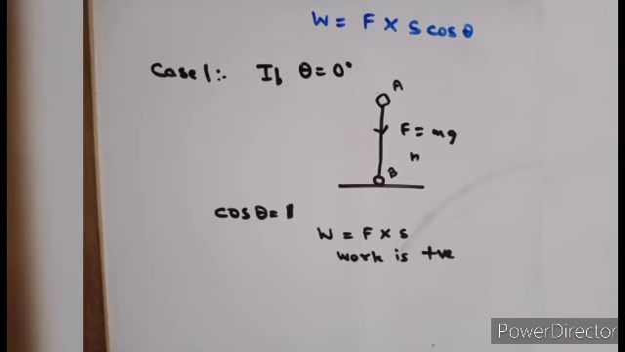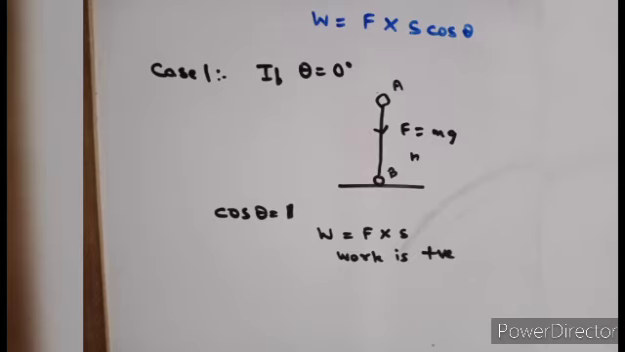Now we are talking about some special cases. For example, when θ is 0 degrees, cos θ will be 1, and when cos θ is 1, it makes W = F × S. I was about to tell you this earlier: in 10th, for most of the questions you will learn that cos θ is 1, which means θ will be 0 degrees. In this form of work, the work done is positive.